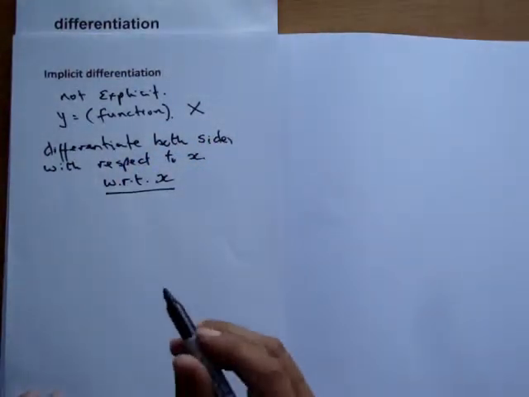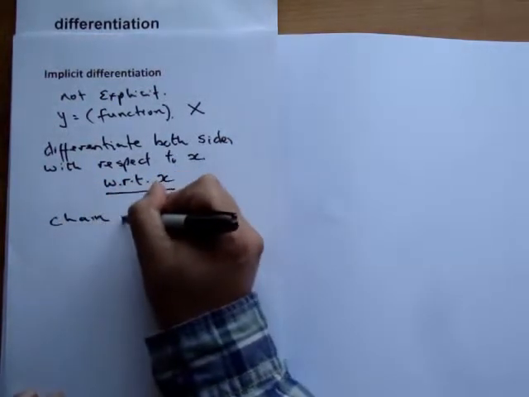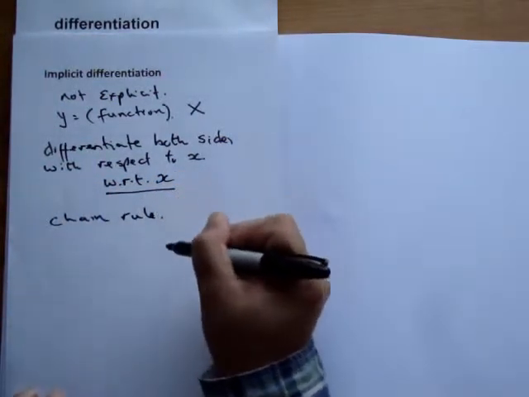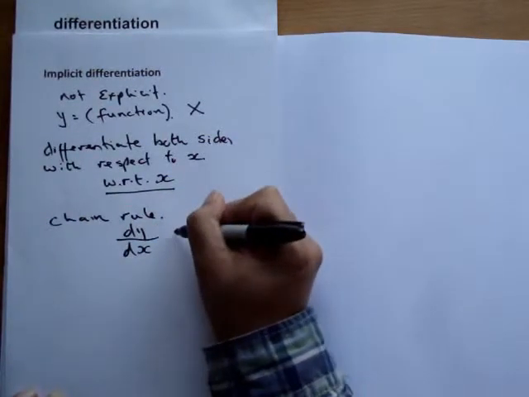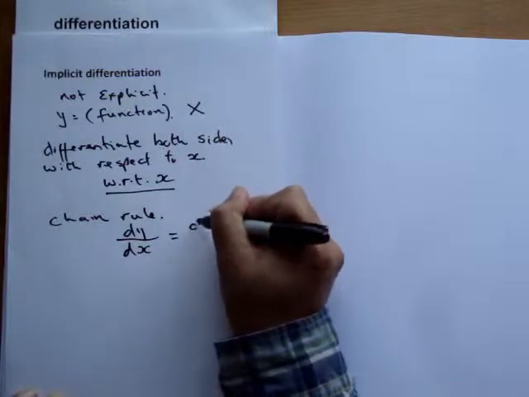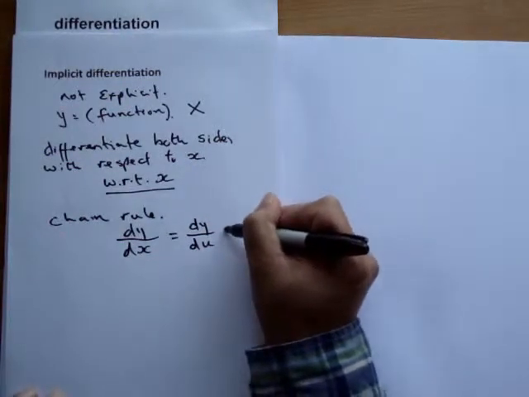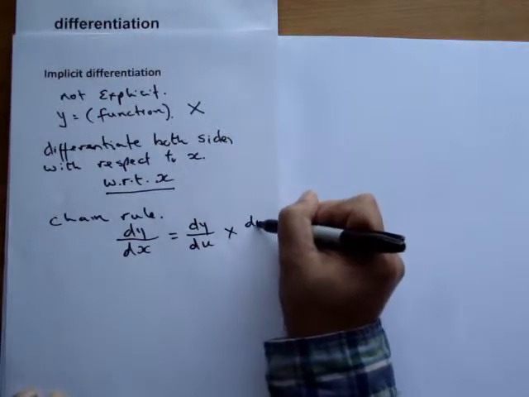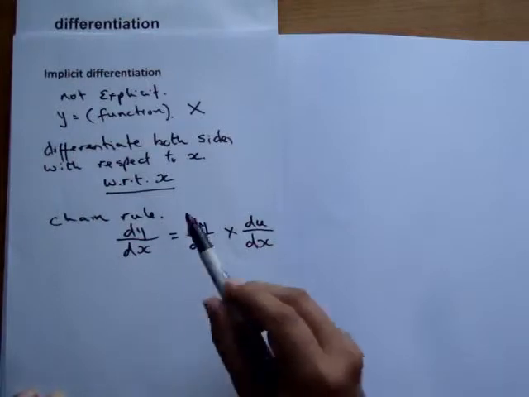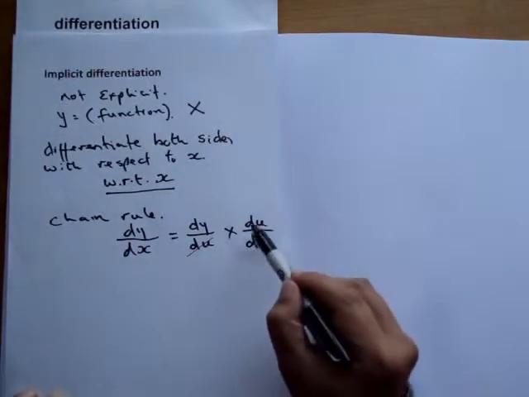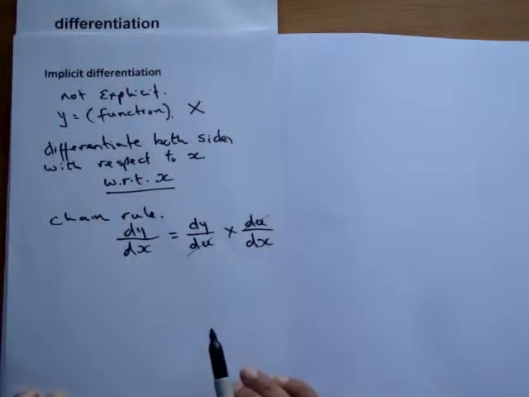Now, using the chain rule, dy over dx is dy by du times du by dx. We can think of the du's as cancelling each other out, and we're left with dy by dx.